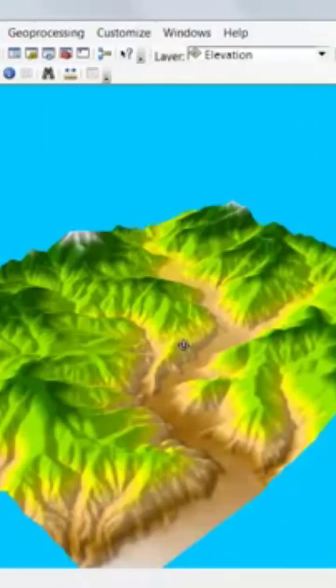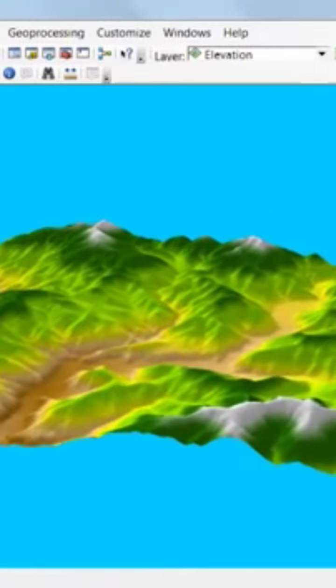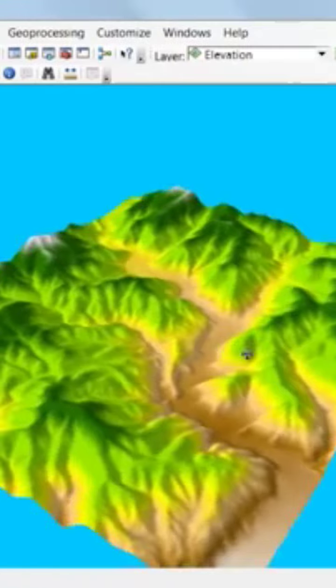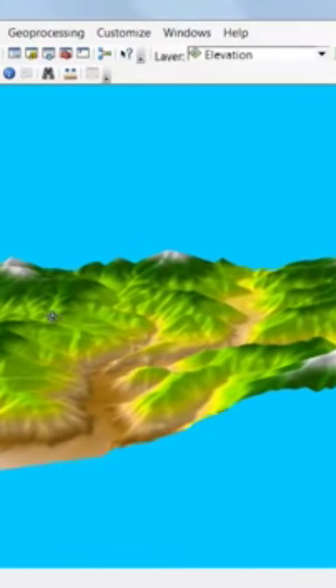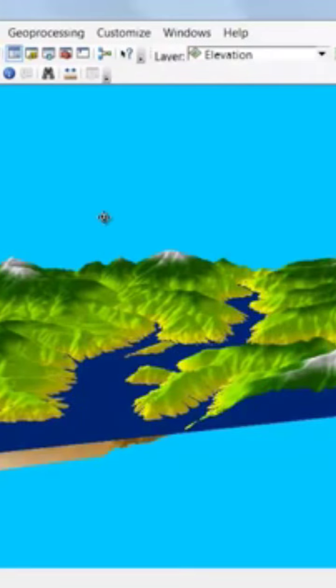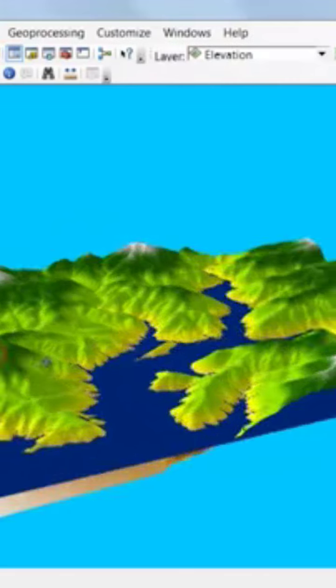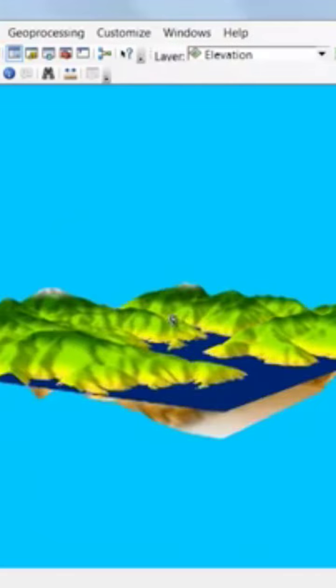A common task using a functional surface is to calculate the area and volume of the surface above or below a given reference plane. We'll look at this in ArcScene. Suppose we want to calculate the area and volume of a proposed reservoir that will have a water height of 730 meters. I'll turn on a layer to represent the reference plane at 730 meters for visualization purposes only.